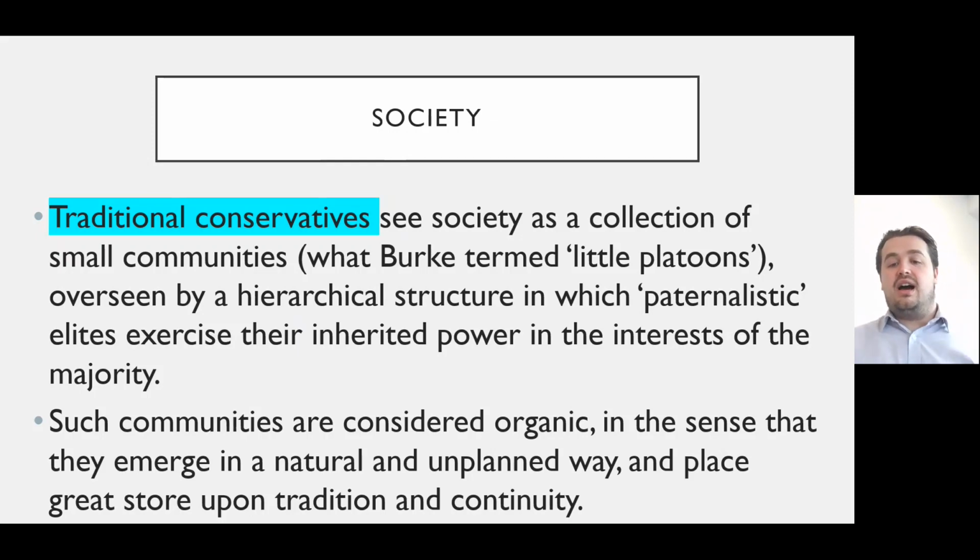So, for example, London, of course, was settled by the Romans initially as Londinium, and then has grown over time to become the London that we know now. So that's just a small example of what Burke would see as a little platoon that's grown larger over time.